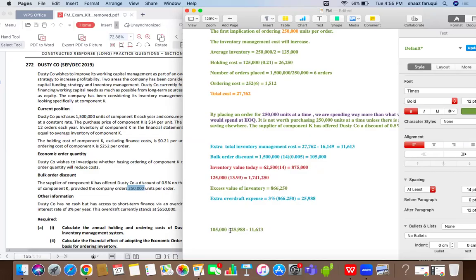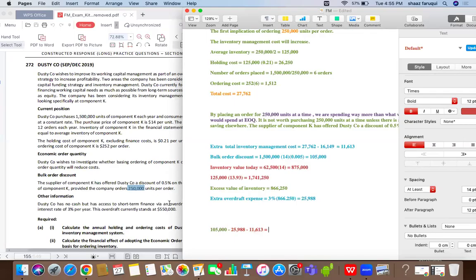So even if you add up the extra expenses, it is only 36,000 or 37,000. The saving is 1,05,000. I'm putting the saving in green and the extra expenses in red. You see, the saving is still more than the extra expenses. So it makes sense to go ahead and place the order for 250,000 units at a time.